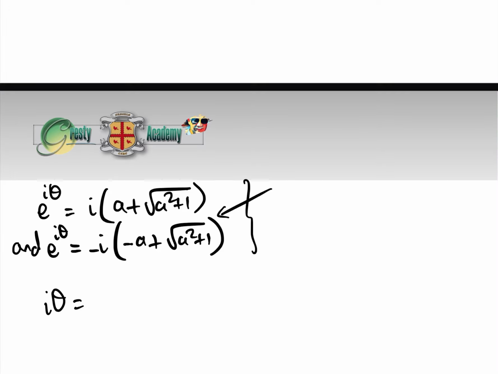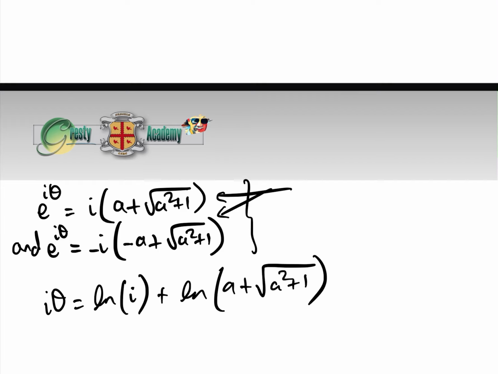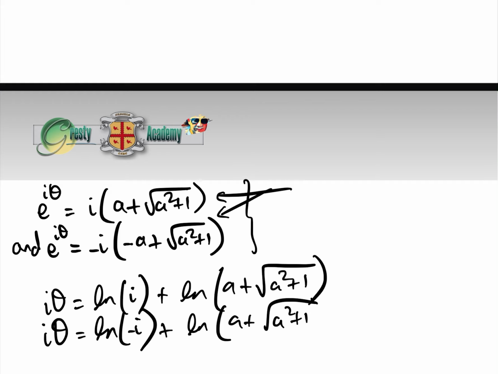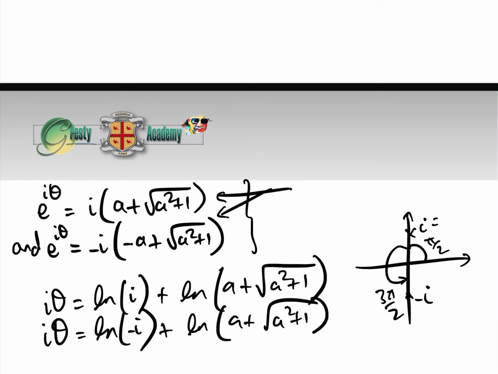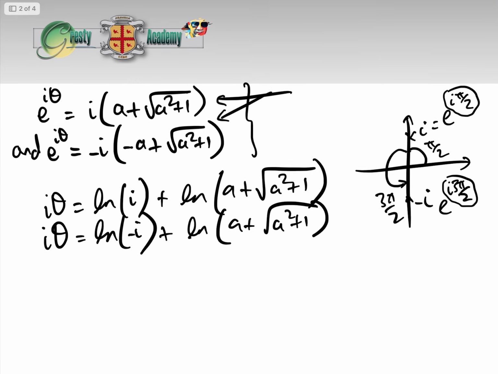Basically, I theta equals, just taking logs, log of I add log of a plus root a squared plus 1. That's that one. Or, I theta equals log of minus I plus log a add root a squared add 1. Now looking again at the Argand diagram, here is I and here is minus I. Well, that's pi over 2, and that's 3 pi over 2. So I is e to the I pi over 2, and minus I is e to the I 3 pi over 2. So therefore the log of I is I pi over 2, and the log of minus I is I 3 pi over 2.